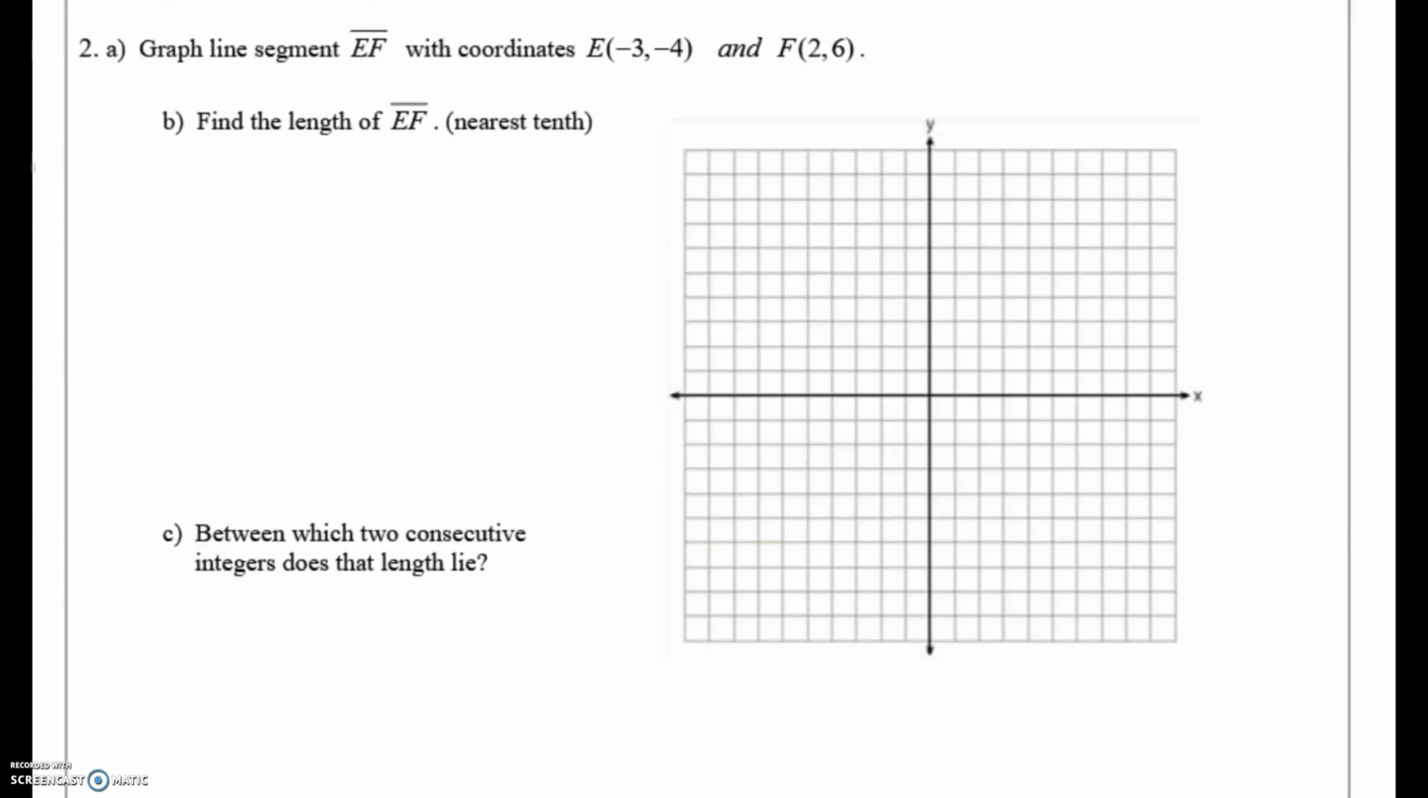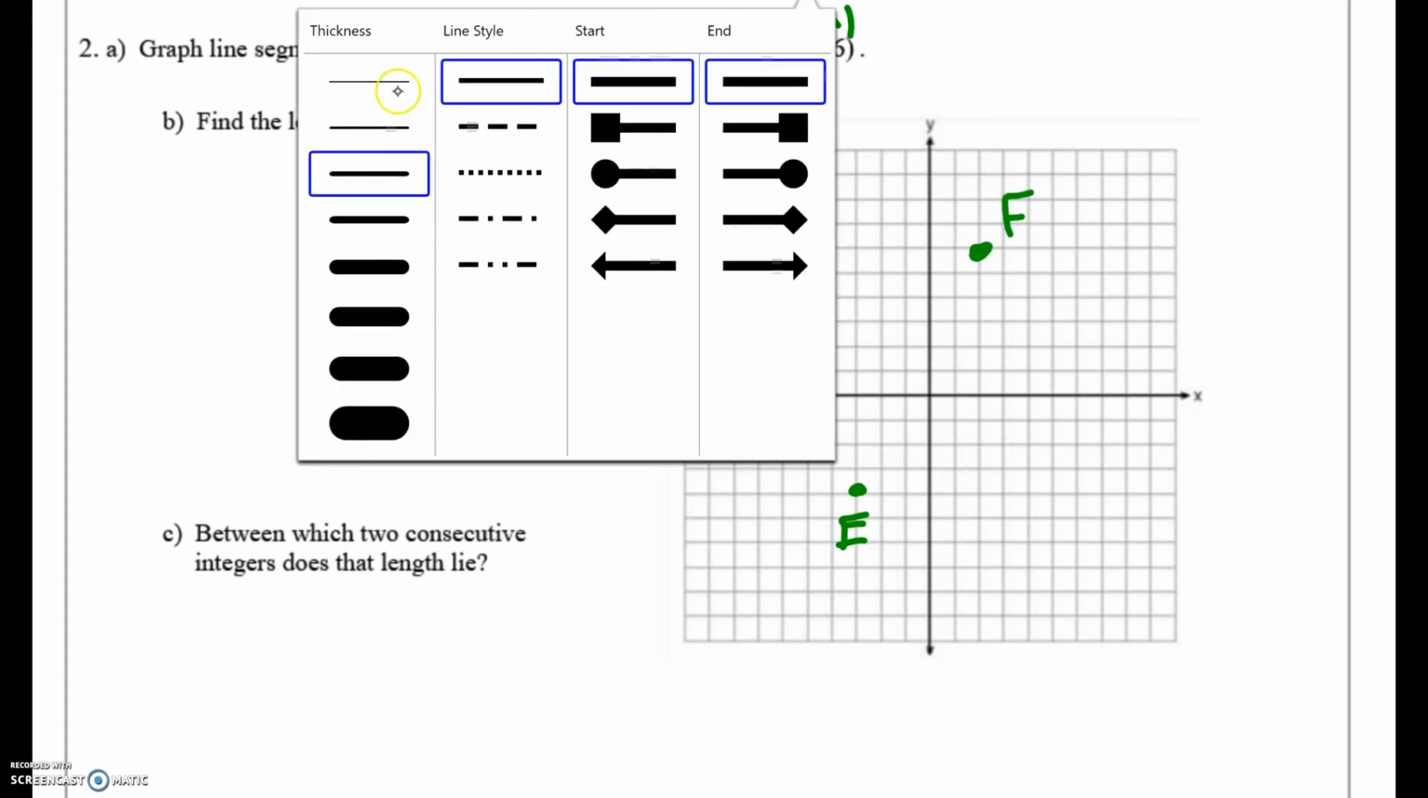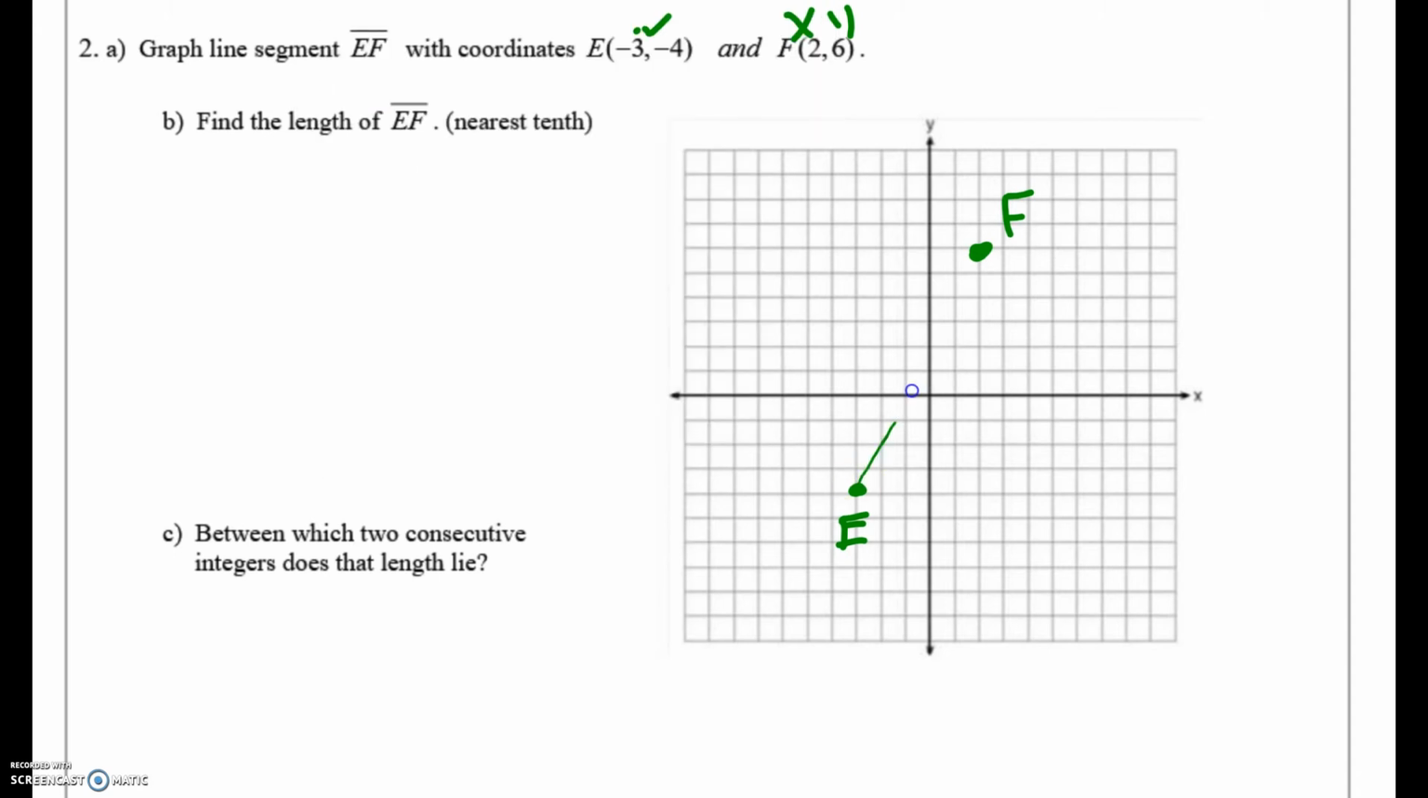Question 2 says, graph line segment EF with coordinates E at -3, -4, and F at 2, 6. So for E, I'm going to start at the origin and I'm going to go over 3, 1, 2, 3, and down 4. 1, 2, 3, 4. I'm going to label that E. And then for F, I'm going over 2, 1, 2, up 6. 1, 2, 3, 4, 5, 6. And label that point F. It says a line segment, so I want to connect E to F.